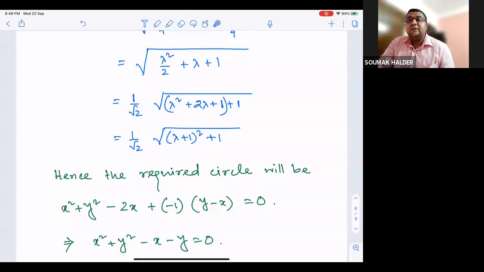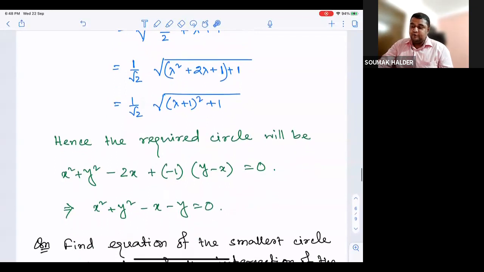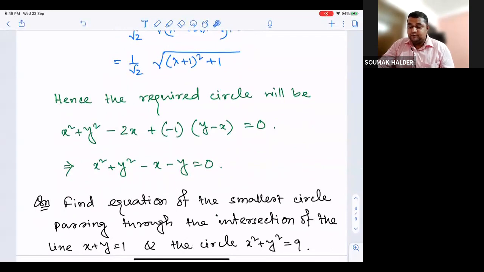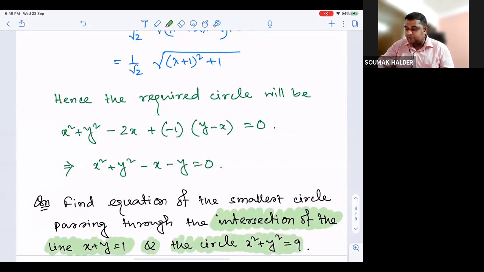Now let us have another example where we do not have the equation of the circle in that special form, and still we have a similar query. What is to be done? So now we are searching for the smallest circle passing through the intersection of the line x plus y is equal to 1 and the circle x square plus y square is equal to 9. So that matches the family description, right?